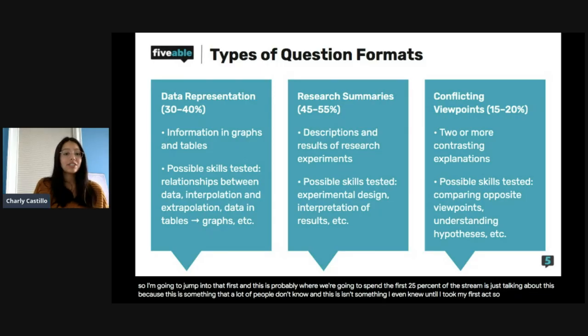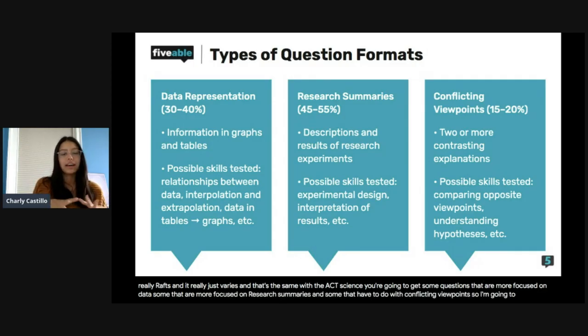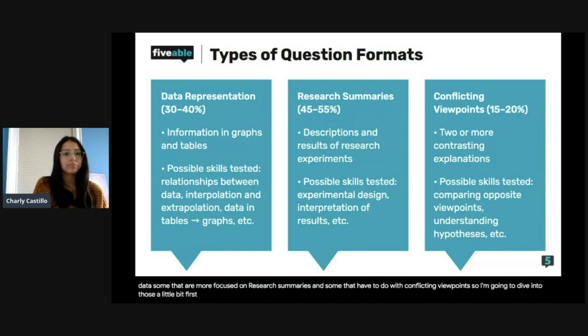So questions come in 3 different formats. If you've taken a standardized test, you might have noticed that sometimes you'll get questions that are really content-based, and sometimes you'll get questions that are graphs, and it really just varies. And that's the same with the ACT Science. You're going to get some questions that are more focused on data, some that are more focused on research summaries, and some that have to do with conflicting viewpoints. So I'm going to dive into those a little bit first.